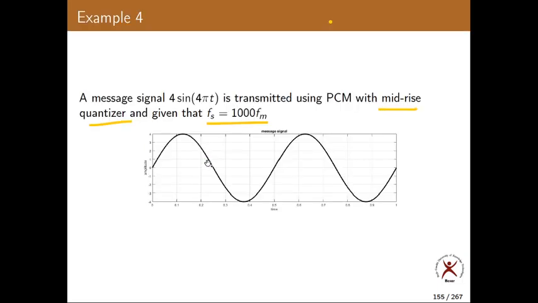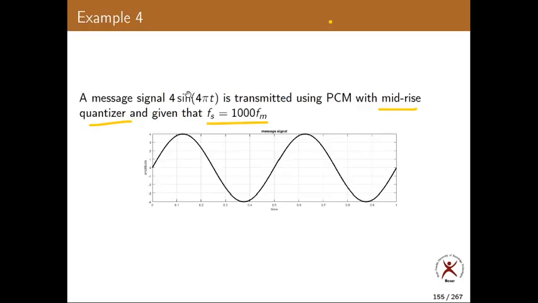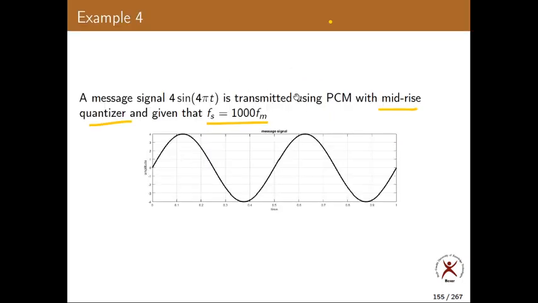Now how many different levels are there here? 8 levels. Okay. So you just tell me what is delta here? Delta is dynamic range by number of levels. What is the dynamic range of this input signal? Dynamic range means maximum minus minimum. 4 minus of minus 4, that is 8. 8 by number of levels, which is also 8, so total equal to 1. Delta equal to 1 here. So delta equal to 1, L equal to 8, obviously N equal to 3.